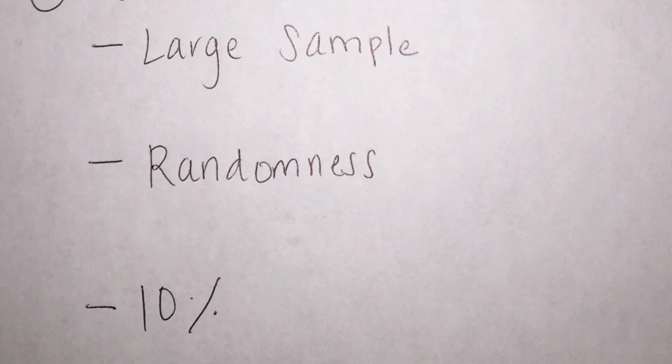Then you can satisfy the randomness condition. The data must come from a random sample or randomized experiment. And lastly, the 10% condition must be satisfied. This means that n must be less than or equal to 10% of the entire population size to ensure independence. However, on the AP exam, you do not have to show satisfaction of this condition. It's generally assumed that it's satisfied.